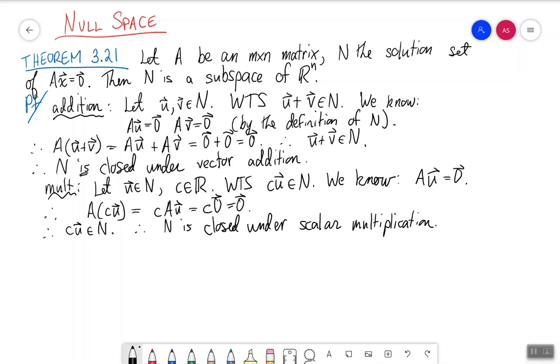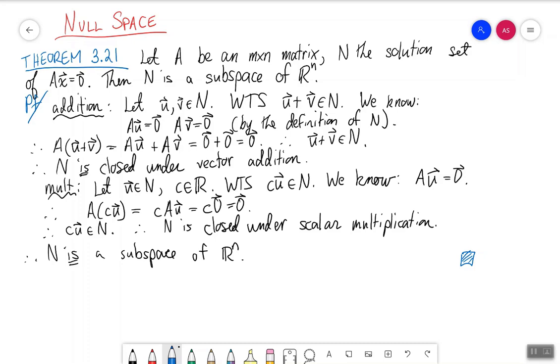And finally, since we've shown that it's closed under both addition and multiplication, we conclude, therefore, N is a subspace of Rn. Tombstone.